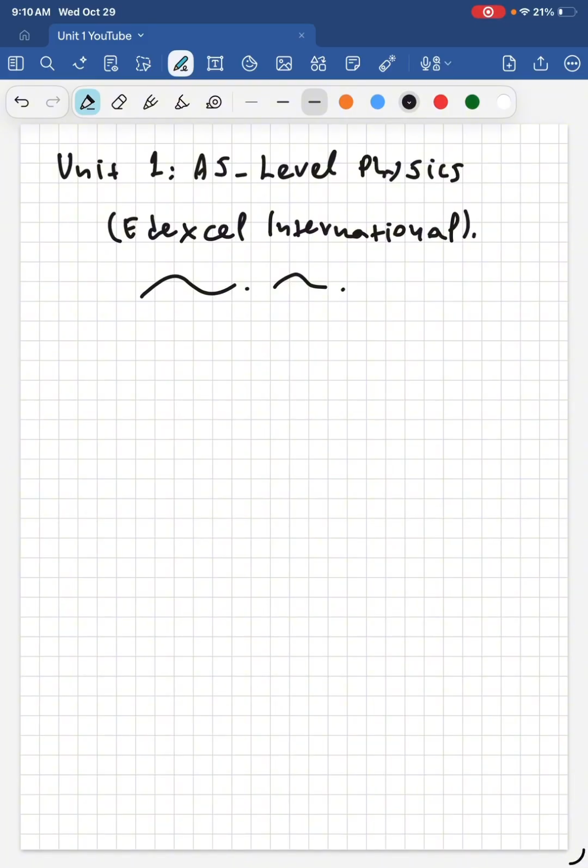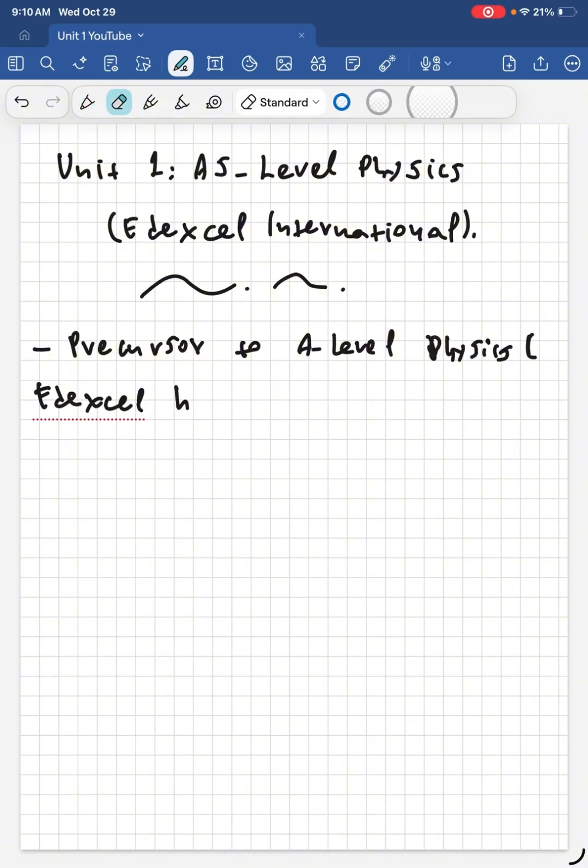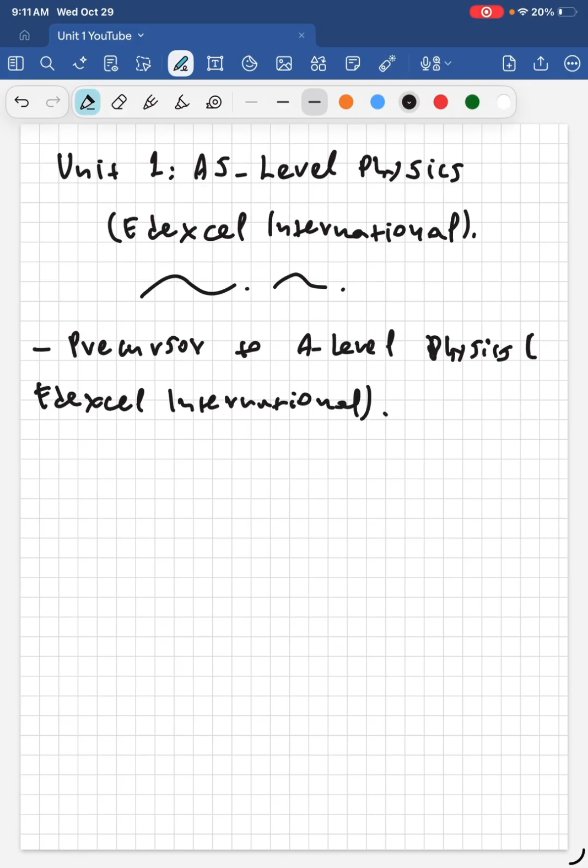So let's start. This is the precursor to A-level physics, also by Edexcel International. And it's usually taken by year 12 students.